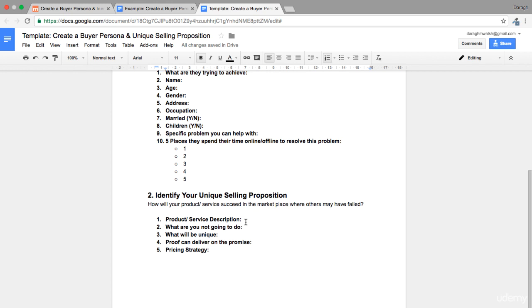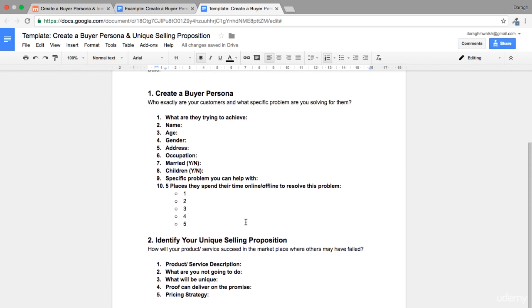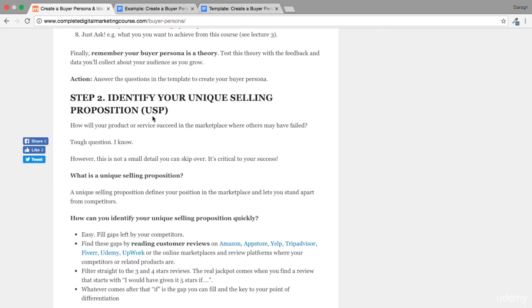So take a couple of minutes to fill this out. Remember that it doesn't have to be perfect. We can improve this as we go along. But it is important that you get something down on paper now, and you can just think about it as you go and really improve upon it. So take a couple of minutes to fill this out, and I'll see you in the next lecture where we're going to wrap up on this section of the course.